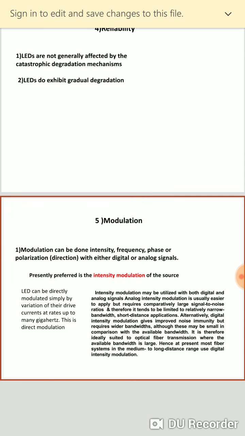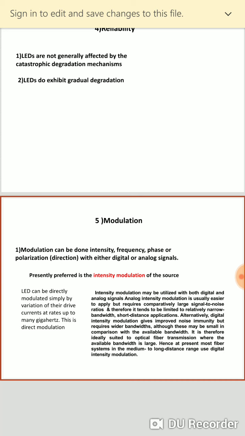So LED can be directly modulated simply by variation of their drive currents at rates up to many gigahertz. This is the direct modulation method. Intensity modulation may be utilized with both digital and analog signals. Analog intensity modulation is usually easier to apply, but it requires comparatively large signal to noise ratios, and therefore it tends to be limited to relatively narrow bandwidth and short distance applications.